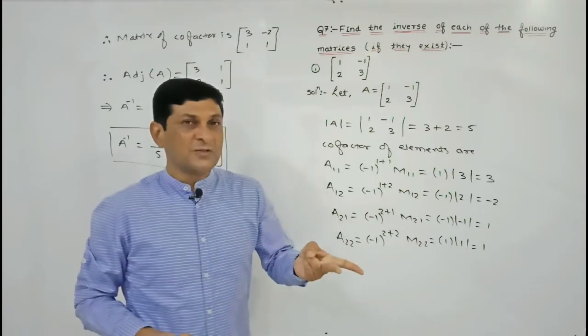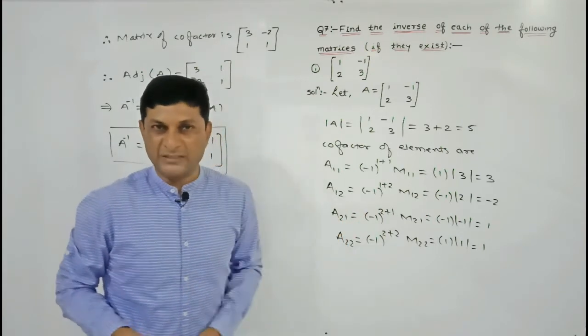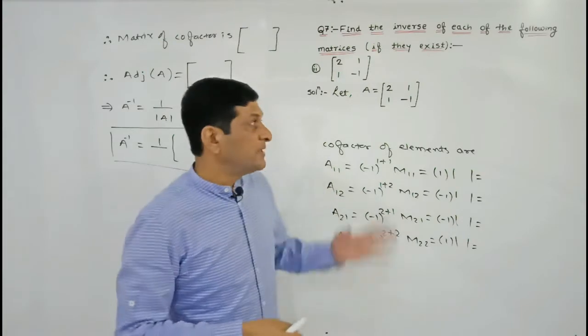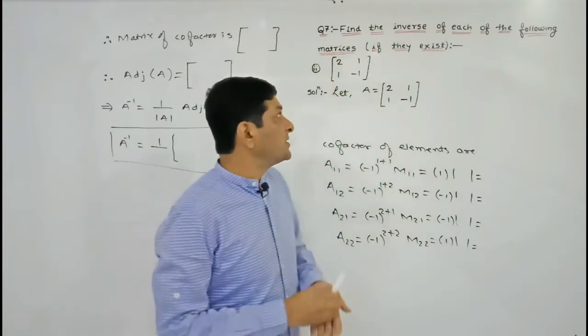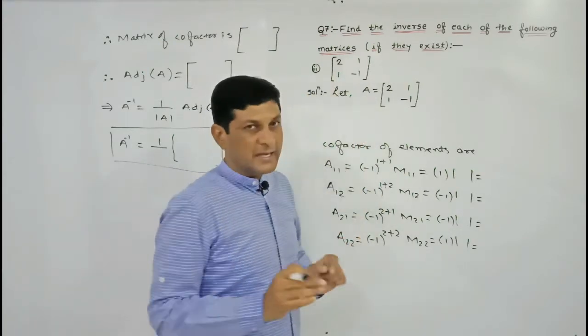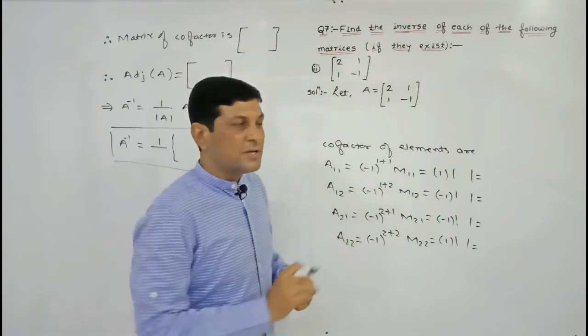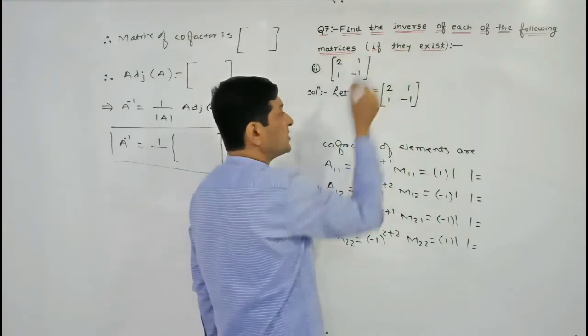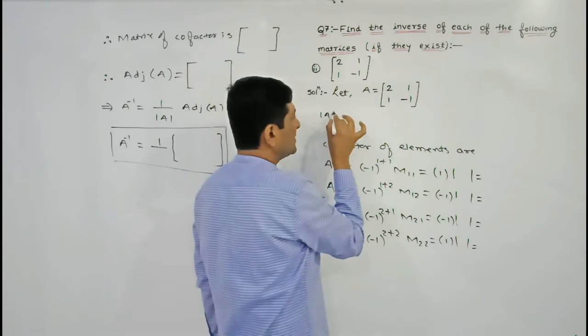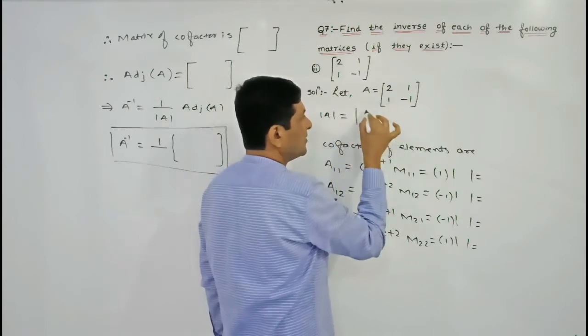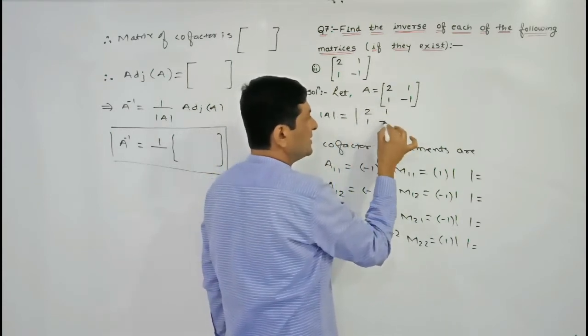Again, second example also we will solve applying adjoint method. Now see the second example here. Whatever the matrix is given to us, we have denoted this matrix by A. Now our first step is to find out determinant of this matrix, because we have to check whether inverse exists or not. So whenever we are finding determinant, write down all these elements in a determinant.